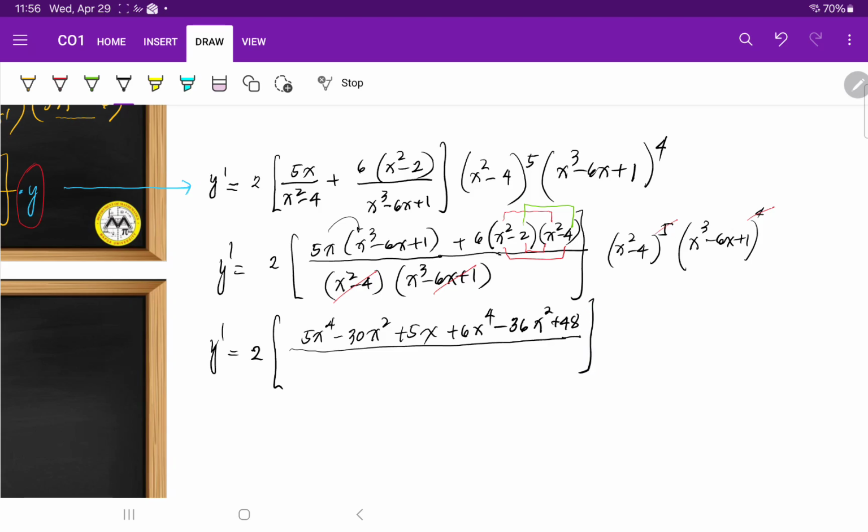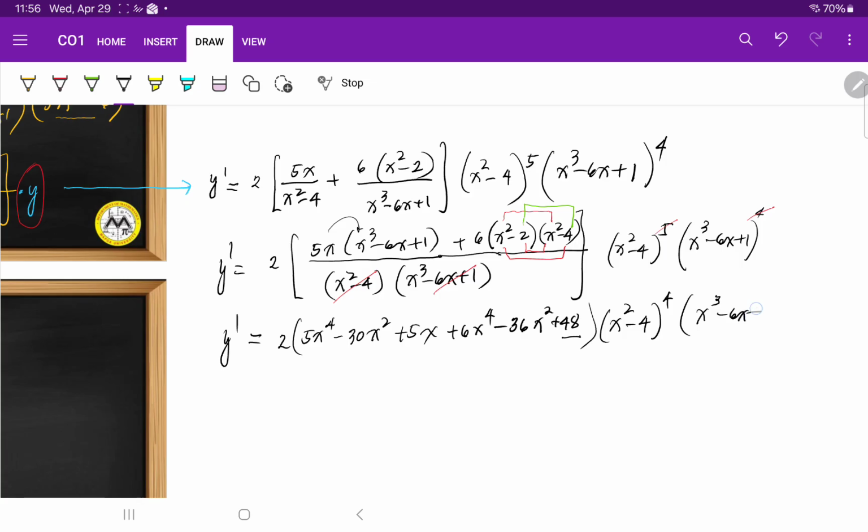So then, we don't have the denominator anymore because we already canceled it out. So this is equal to 2 times this one times x squared minus 4 to the fourth times x cubed minus 6x plus 1 raised to the third.